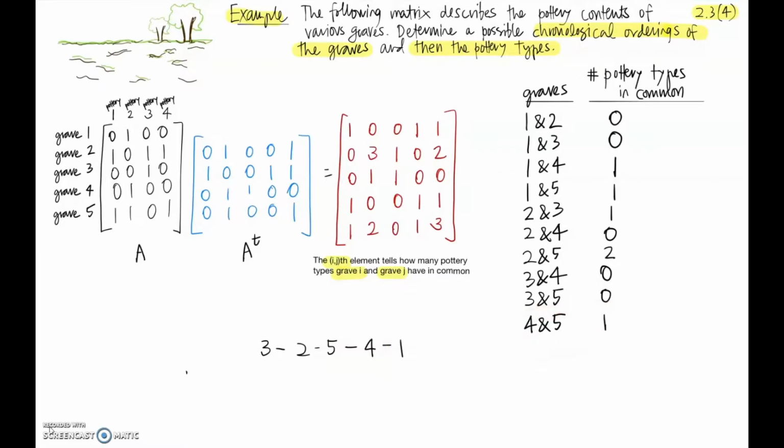The only funny thing is that 1 and 5 do have something in common. So what if the ordering was something like this?